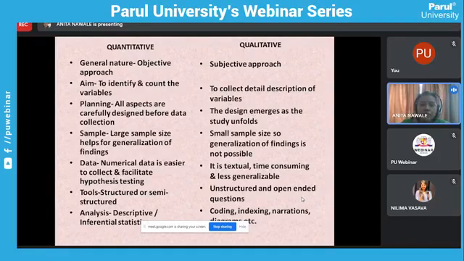I will be focusing more on practical points because theoretical points are available in all the books. You can read from that. My main intention is you should understand what it is, what is the basic concept of qualitative research design. So first one is phenomenology.